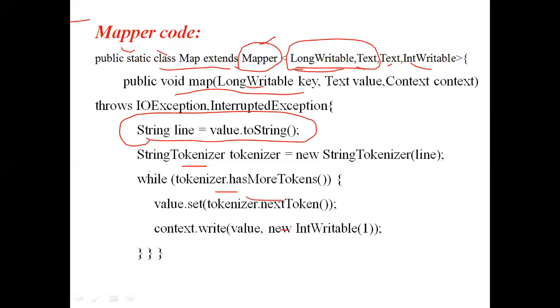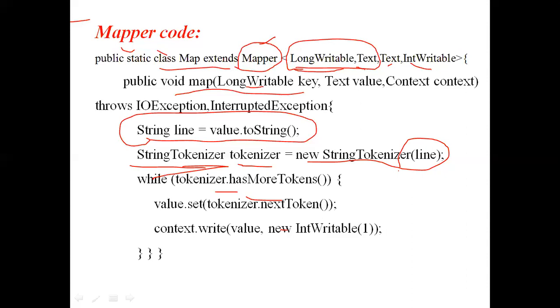StringTokenizer class. We are using the Java StringTokenizer class. StringTokenizer tokenizer is equal to new StringTokenizer of line. What is the use of the StringTokenizer class? Whenever a line is given to the StringTokenizer, it will break the line into tokens. In our language, officially, these are called tokens. The duty of the StringTokenizer in Java is to break the given line into tokens.